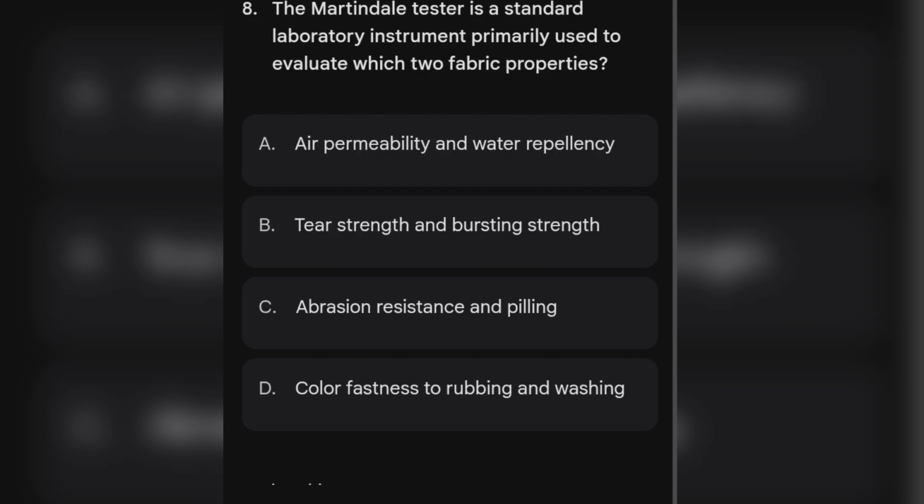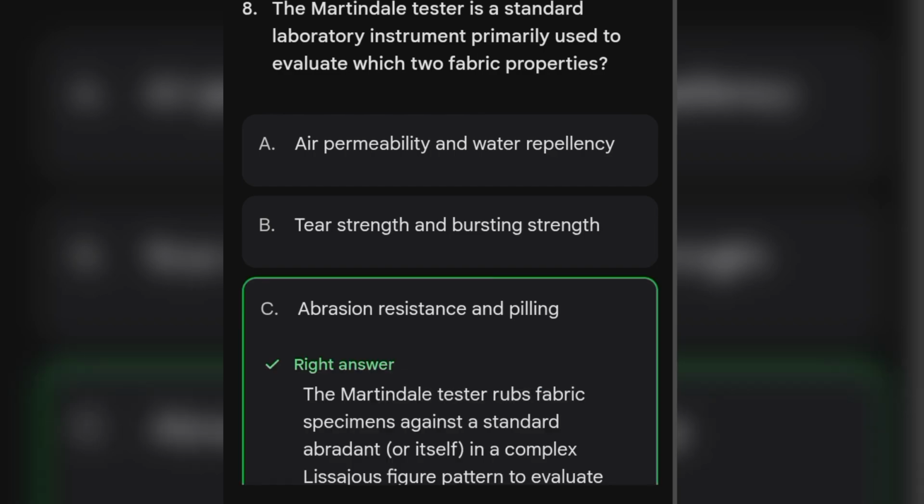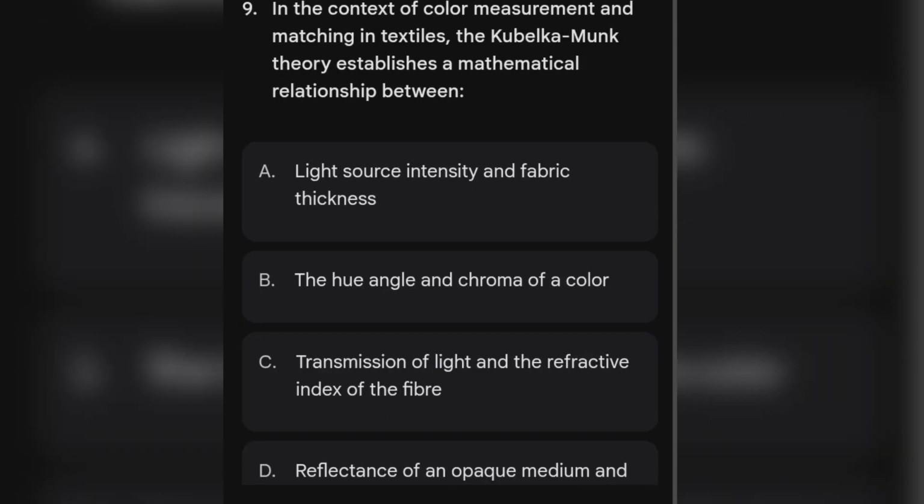The crockmeter tester is a standard laboratory instrument primarily used to evaluate which textile fabric properties. Crockmeter tester, which is color fastness, rubbing resistance and peeling, adhesion and resistance and peeling. It is the right answer.